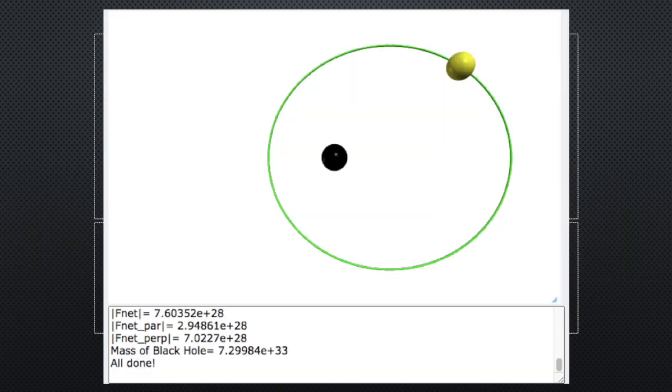After plugging these formulas and our initial conditions into the coding program, we get that the final mass of the black hole is 7.29984 times 10 to the 33rd kilograms.